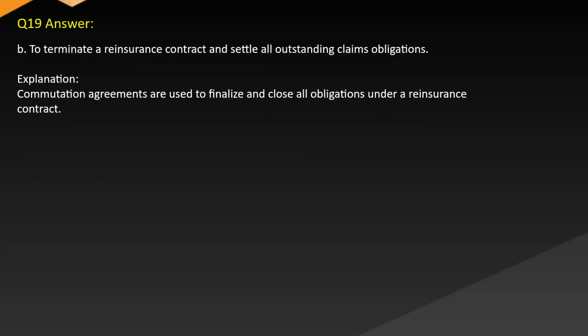Answer B. To terminate a reinsurance contract and settle all outstanding claims obligations. Explanation: commutation agreements are used to finalize and close all obligations under a reinsurance contract.